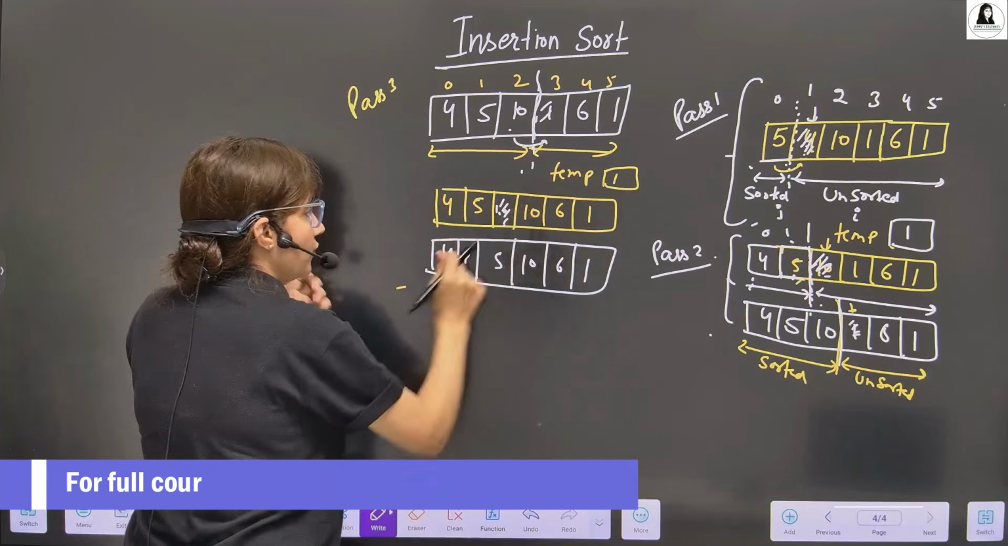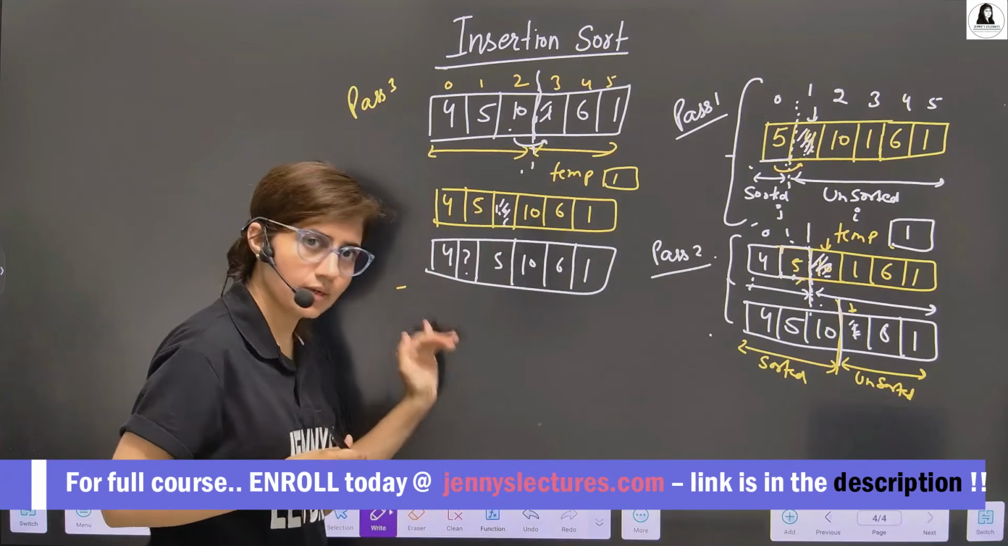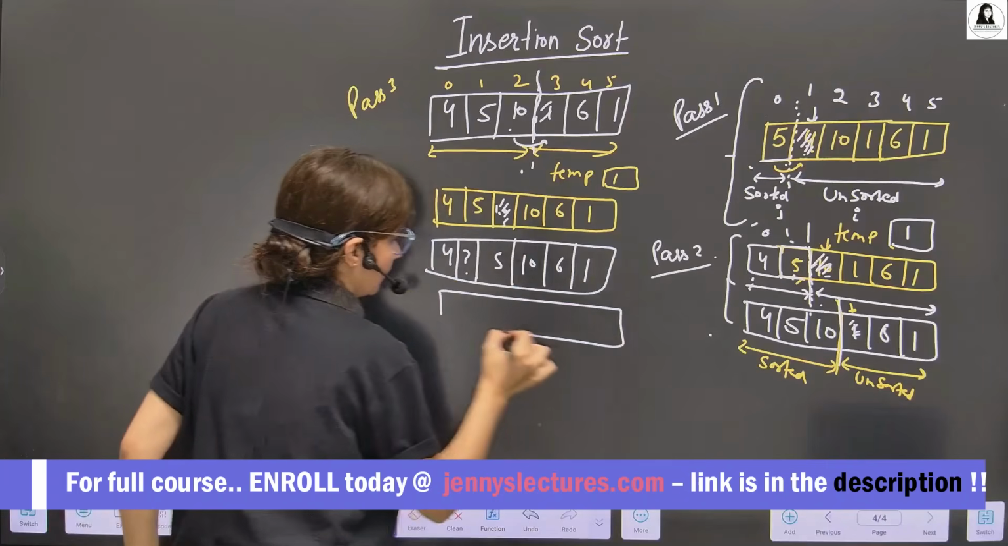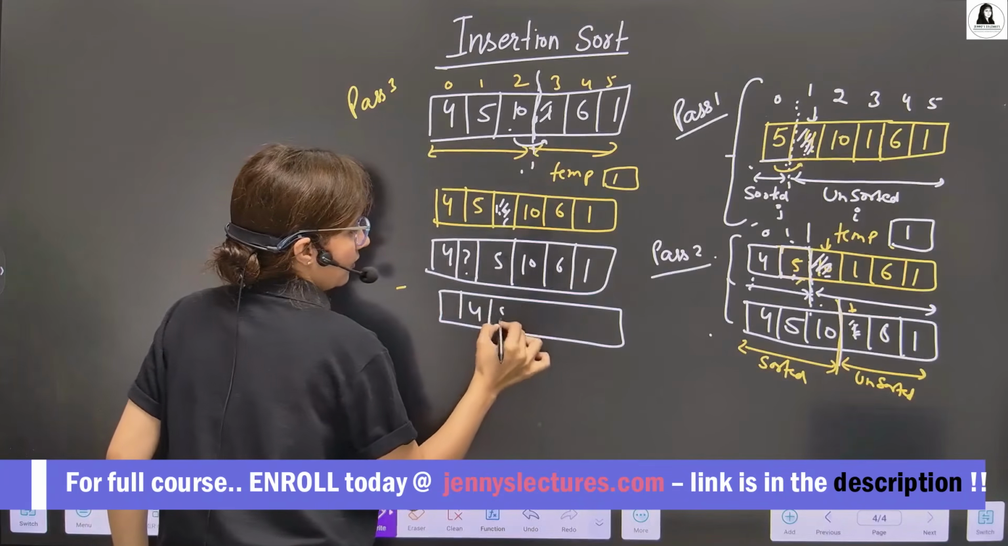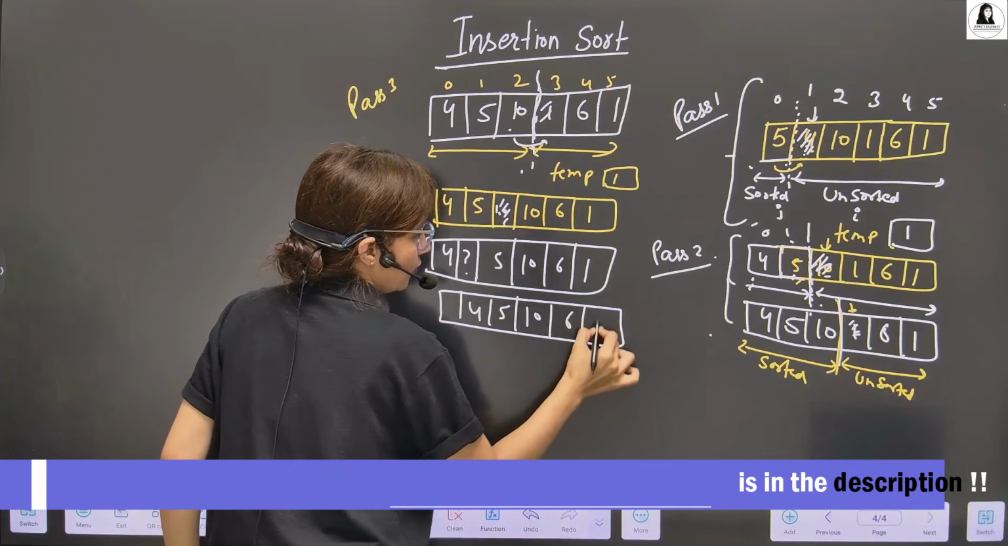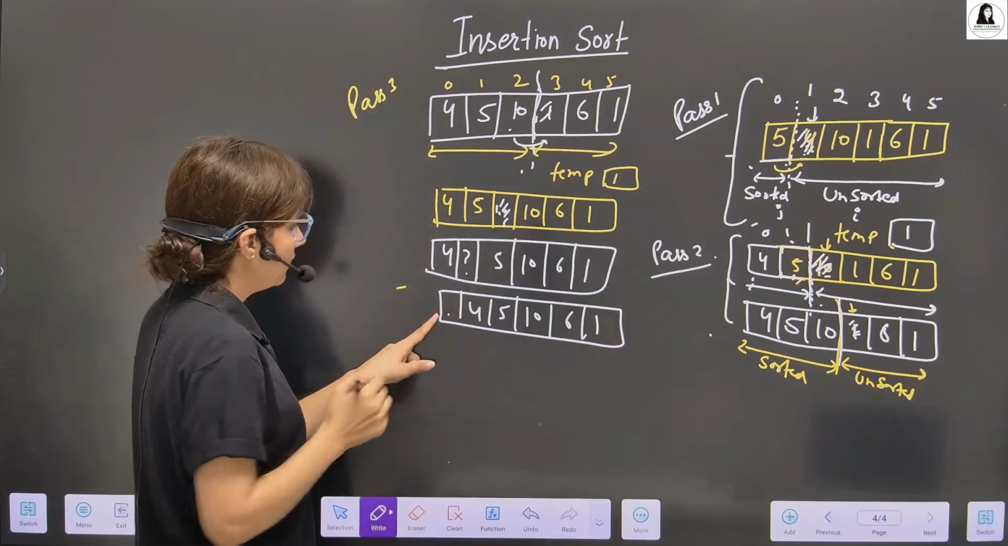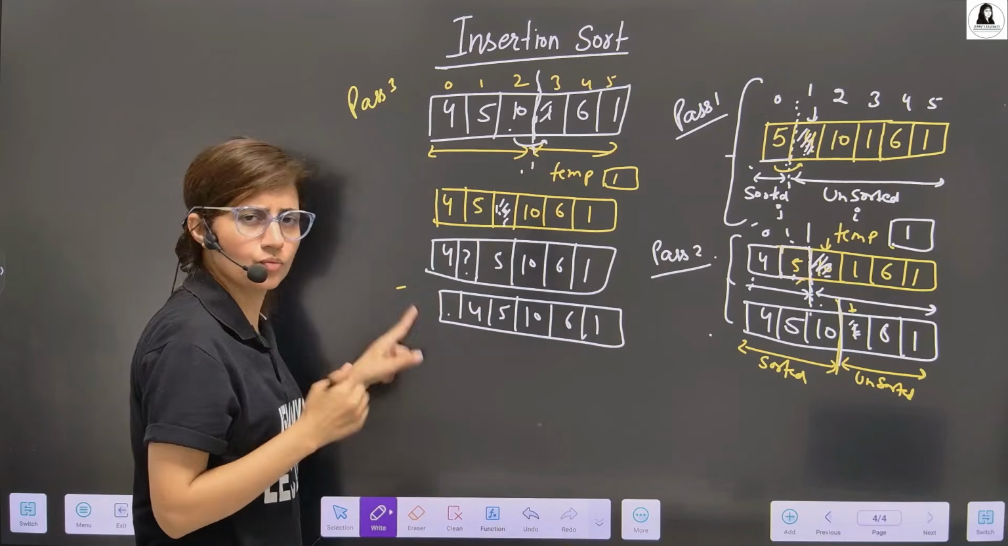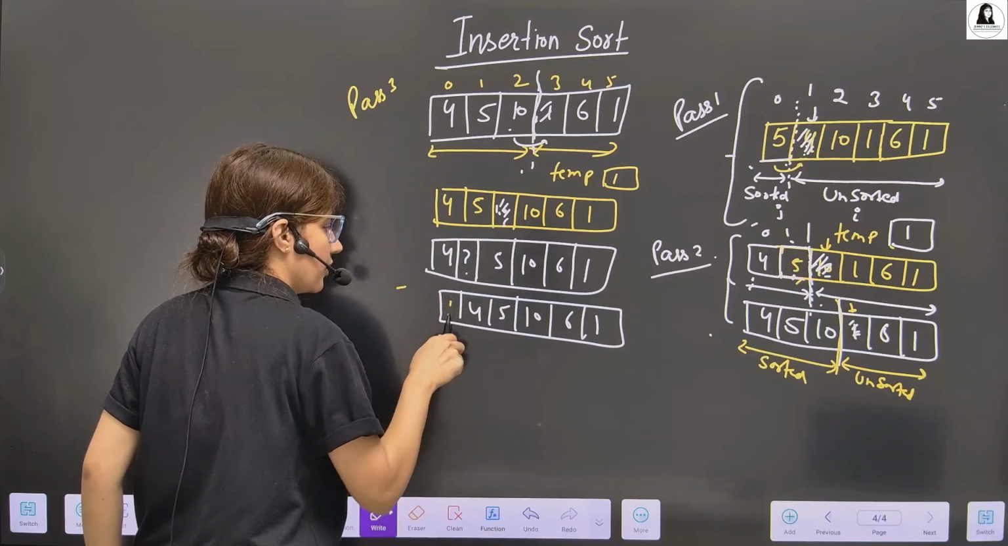Compare this, 1 with 4. 4 is again greater than 1. Again shift. So we shift 4 again. 4 would be here, then 5, then 10, then 6, and then 1. Now, do you have any other element to compare with 1? No. Now that is the exact place. Insert 1 here.